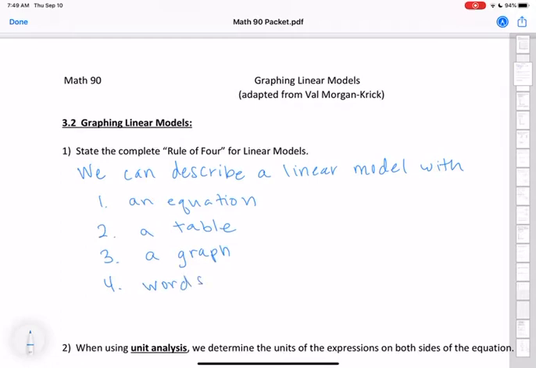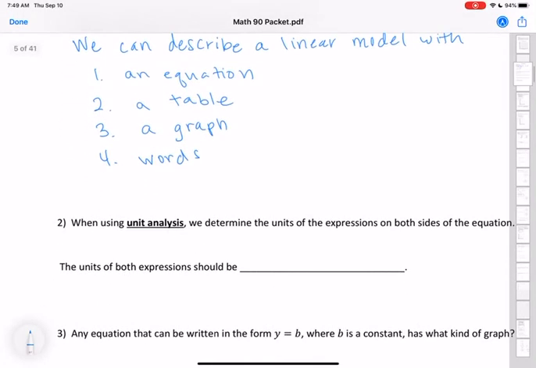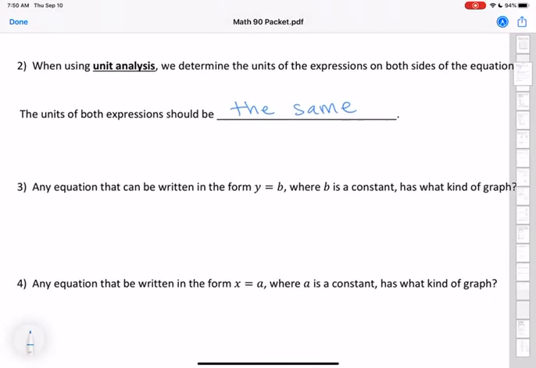So you won't have to memorize this or anything. I just don't want you to be thrown off in your book if you happen to see this. It's just that you can describe a lot of different math things in 4 different ways: an equation, a table, a graph, or words. Okay? Number 2, this one will not make any sense yet, but it will by the end of today. It's called unit analysis. We determine the units of the expressions on both sides of the equation, and they should be the same. Again, I know that makes no sense at all right now, but it will very soon, in like 5 or 10 minutes, okay?